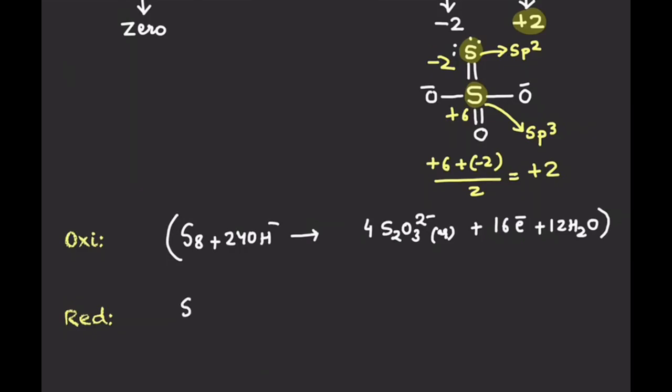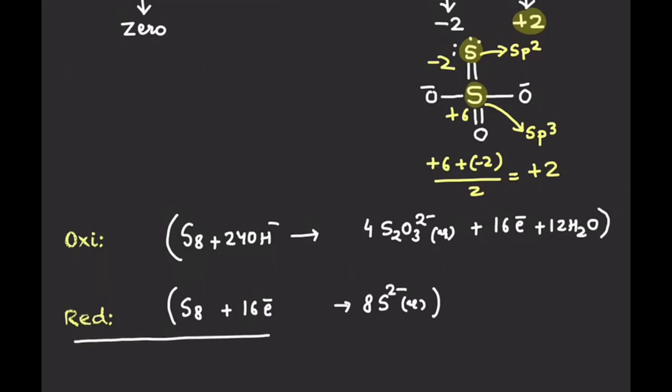In the same way we can balance the reduction part, where S8 is converted into sulfide ion. First we balance the sulfur atoms. So 8, one sulfur atom takes 2 electrons, so 8 will take 16 electrons, so we add 16 electrons. In basic medium, there is no need to balance the charge because on both sides it is 16 negative and 16 negative, so charge is balanced and there is nothing else to be balanced. So this is the balanced reaction. In the oxidation and reduction reactions, 16 electrons are participating.